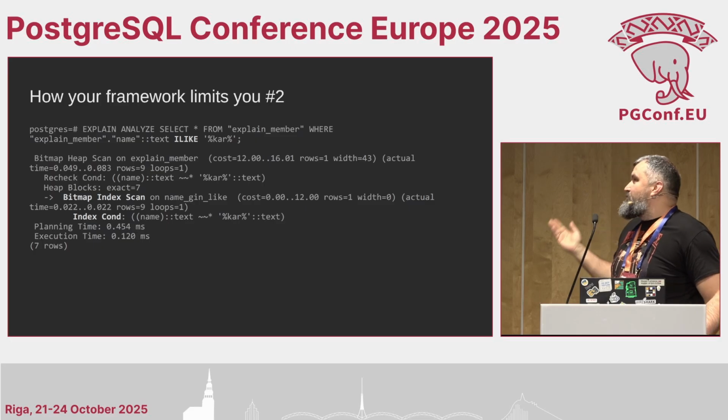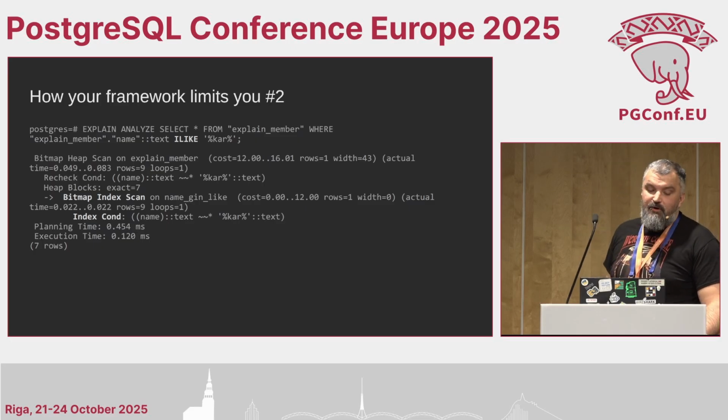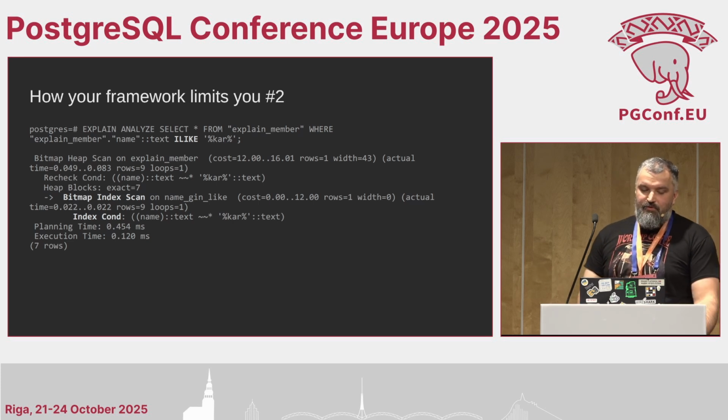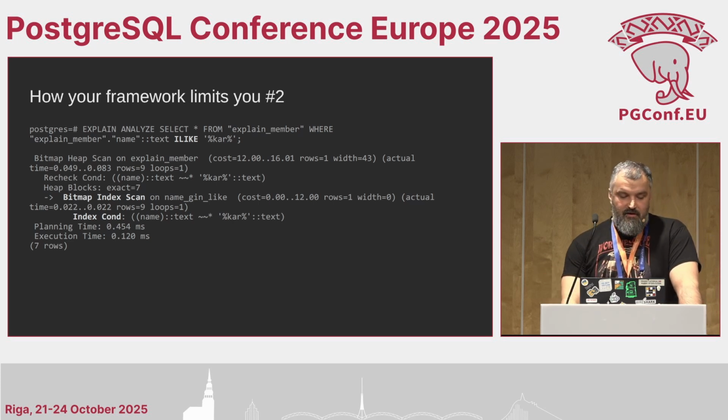But yeah, the problem is that your framework, in my case Django, still generates this query that is applicable for all databases. So it puts upper on the name and upper on the input and uses LIKE, not ILIKE.